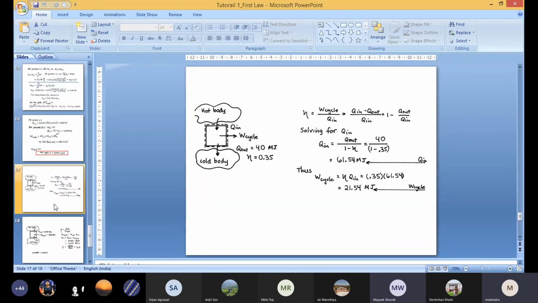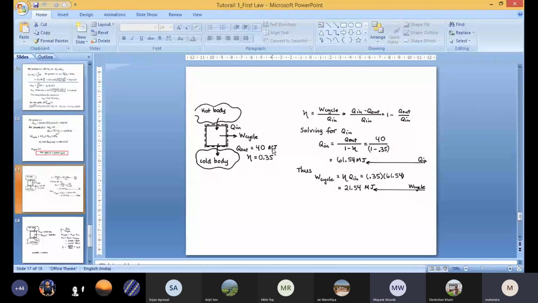Okay, so here I am putting one problem over here. See, this is the hot body, it is giving heat to the system. Some amount of heat is rejected, and we are getting the work over here. Obviously, which cycle is this? Power cycle. Efficiency equals work output of the cycle by Q input. Work output equals Q in minus Q out. This formula also we discussed yesterday. Now every value is given over here.